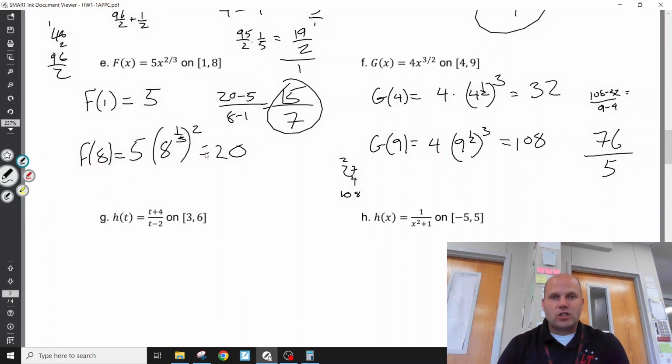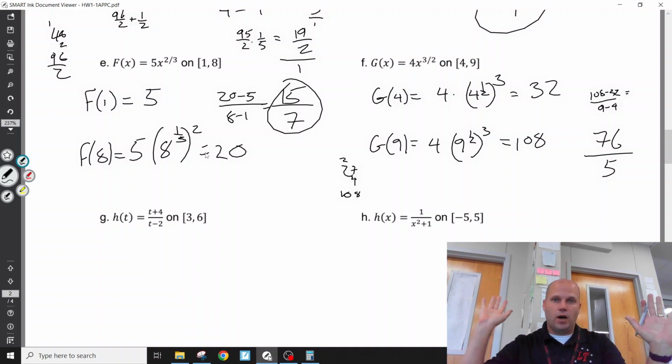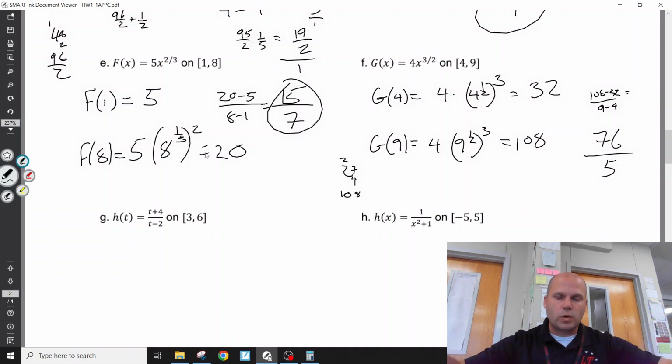We are understanding what the function's doing. We are understanding what it looks like. On average, it's going up. Here's how quickly it goes up. This is good stuff. We can do this without a calculator and without graphing, okay?